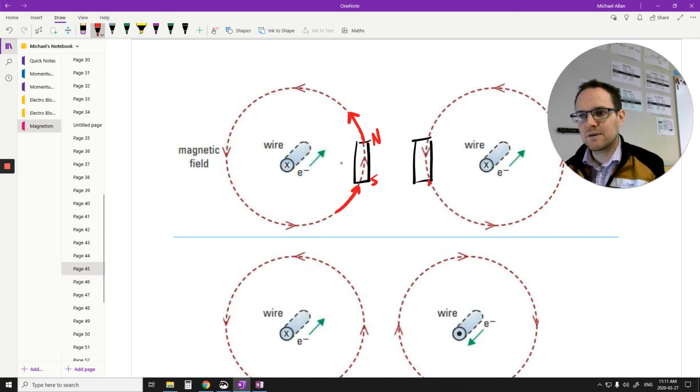On this side over here, it's coming out of the bottom, so that's the north. This is going into the top, so that's the south. So here's the north and the south beside each other.